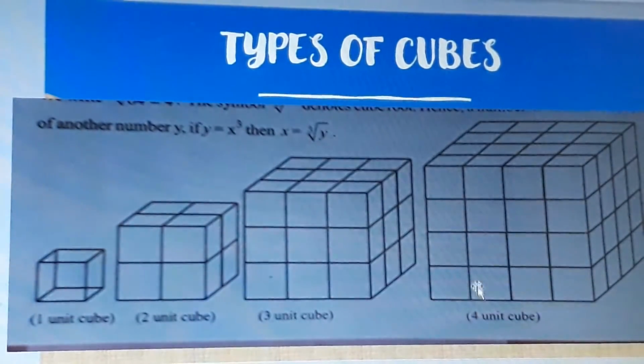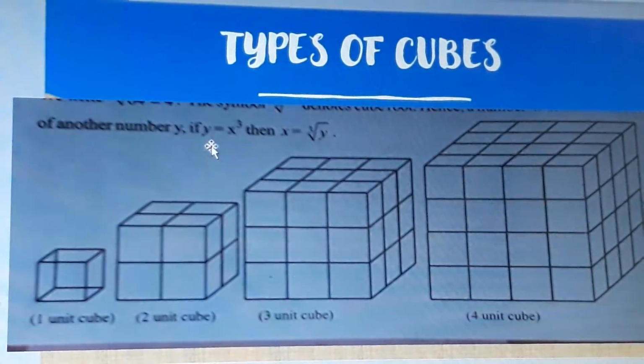Next, 4 unit length: 1, 2, 3, 4. 4 into 4 into 4 is 64. You see that this is 16, next 16, next 16, and backside 16. Total 4 sixteens are 64. Total 64 cubes are here.